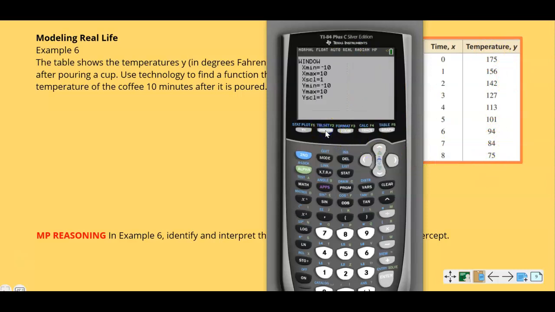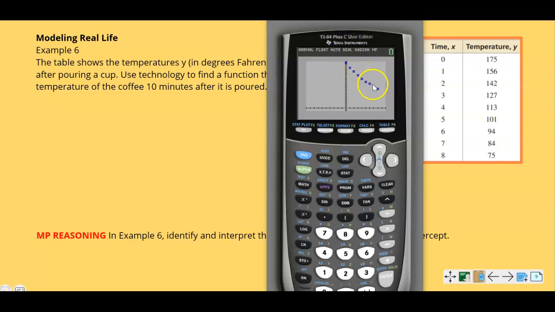So I'm going to go to window, and I'm going to go to y maximum. All right, my y maximum needs to be bigger than this largest y. So instead of 175, let's put like 180. All right, it's using a scale of 1. Let's maybe use a scale of 5. And then hit graph. And that's going to show you those points.